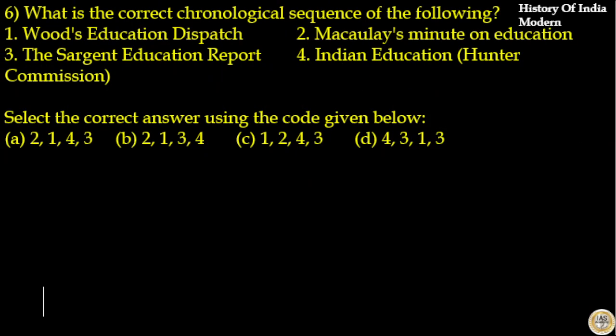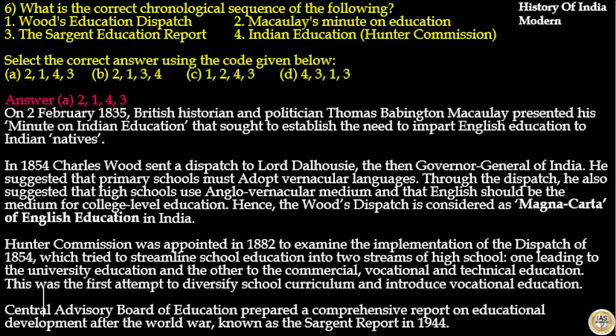What is the correct chronological sequence of the following? Options are Wood's Education Dispatch, Macaulay's Minutes on Education, the Surgeon Education Report, the Indian Education or Hunter Commission. Here answer to this question is option A, 2143. That is Macaulay's Minutes on Education in 1835, Wood's Education Dispatch in 1854, Indian Education or Hunter Commission in 1882 and 1920, the Surgeon Education Report in 1944. So here answer to this question is option A, 2143.